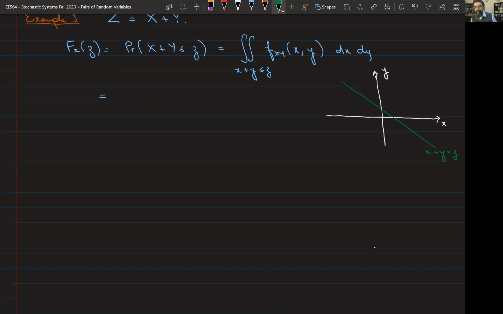So where do I need to integrate? What region do I need to integrate the joint PDF over? For all values of x and y which correspond to the sum of x and y being less than or equal to z. ठीक है, तो कहाँ पे होगा वो region? जी मोहसिन? So below the line. Below the line, right? So this is the region you're going to be integrating over.